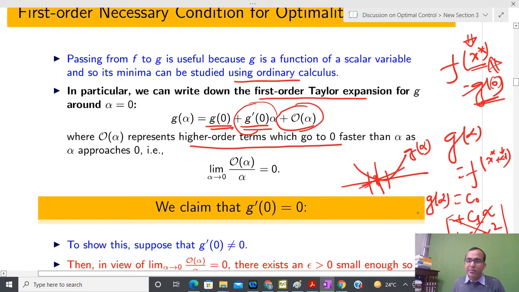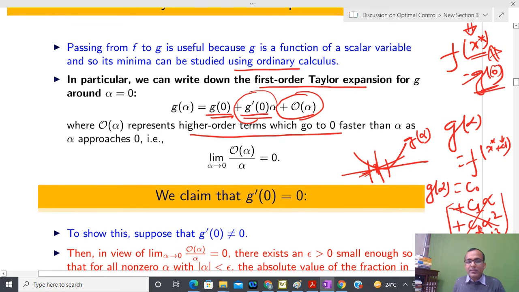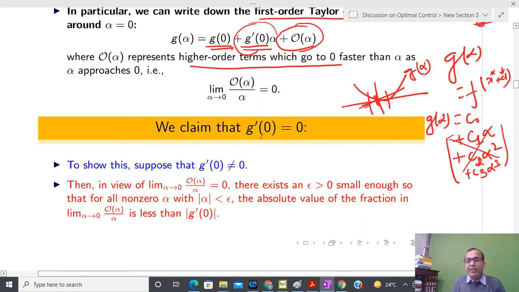Okay, and this is true because I want to make sure that alpha is very small, then only I can tell that g0 is the minimum of this function g, or at the same time x star is the minimum of f. Now what kind of claim am I making under this assumption? That g dash 0 equal to 0. Okay, so how to prove this? First you can assume that g dash 0 is not equal to 0. So I am going to give a proof by contradiction.